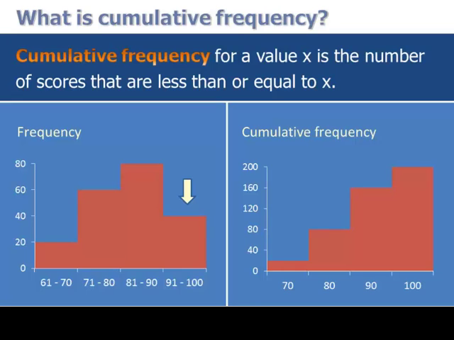In the chart on the right, column height shows cumulative frequency, the number of students up to and including each test score. So the chart on the right is a cumulative frequency plot. It shows that 20 students received a score of 70 or less, 80 students received a test score of 80 or less, 160 received a test score of 90 or less, and 200 students received a score of 100 or less.